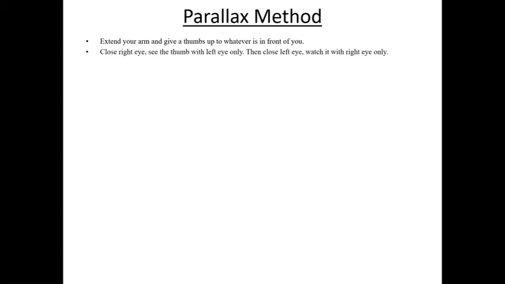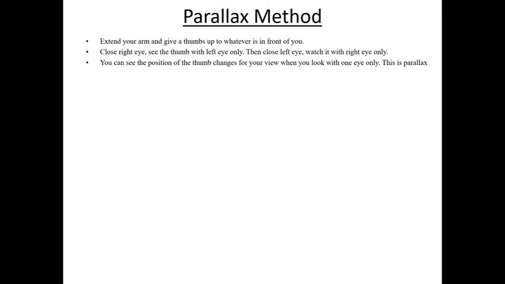Now close your right eye and see your thumb with the left eye only. Then notice the position of the thumb with respect to whatever is in front of you. Then close the left eye and watch it with the right eye only. You'll notice that your thumb's position with respect to the background changes. Although your thumb is stationary, both of your eyes see the thumb in different places.